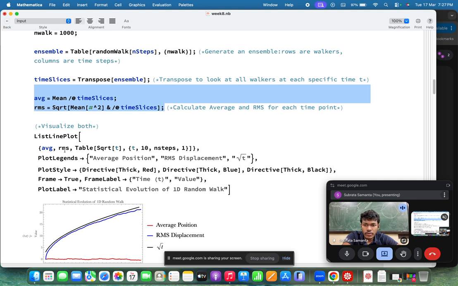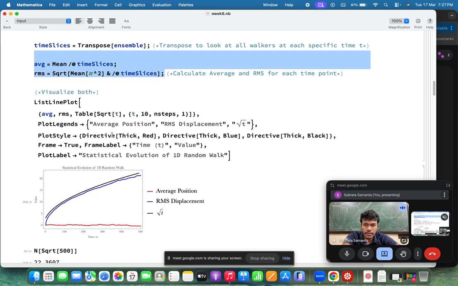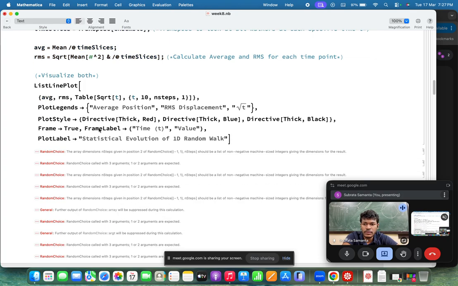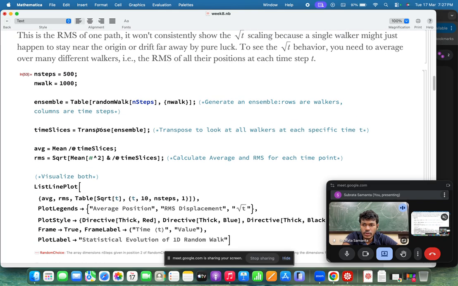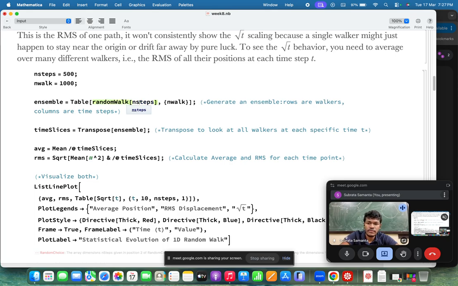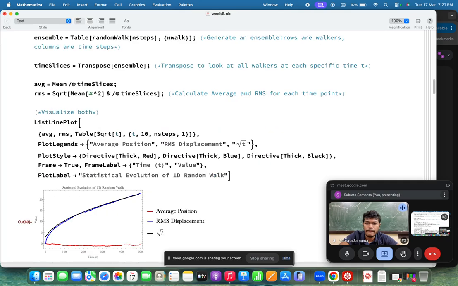And we do the same thing for, let us say, 10 to 100 with a gap of 10, and we plot the average and RMS with the square root of t. So, I visualize those things. So, once you do that, n steps are basically 500. This is small s.